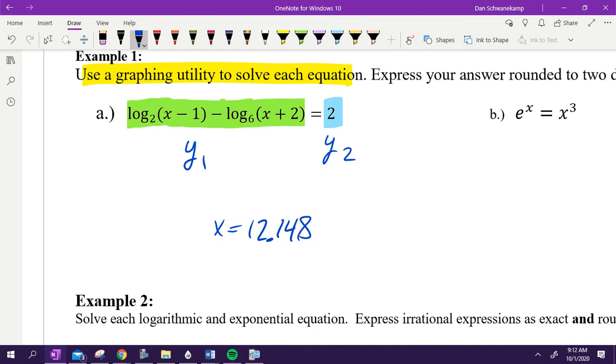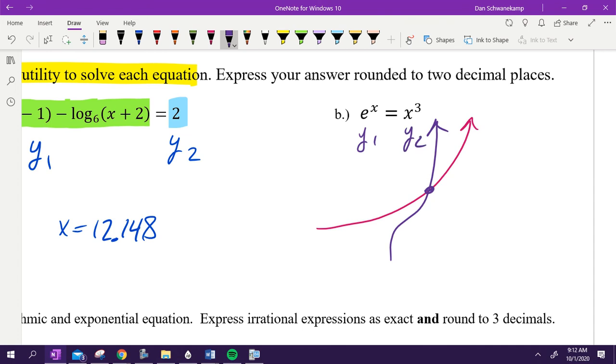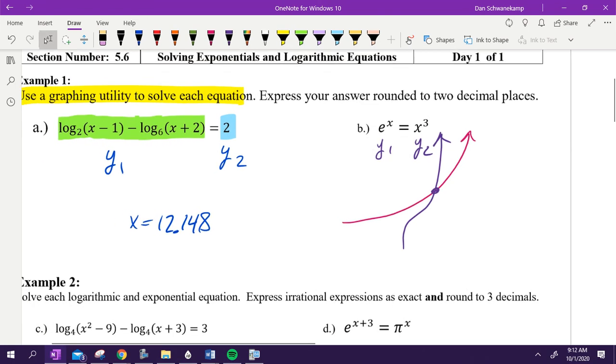So nothing crazy about that. We're just graphing each one. Make sense on how to solve by graphing? Next one, we don't need to do it again. We could. E to the x, it looks like this. X cubed, it looks like that. You would find that spot. This is y1, this is y2. Find where they intersect. We could do that. I'm not going to worry about it.